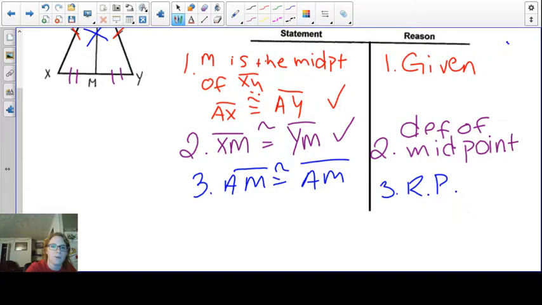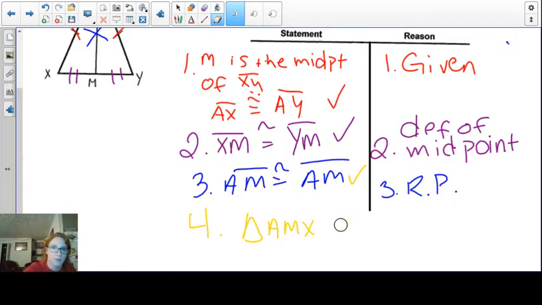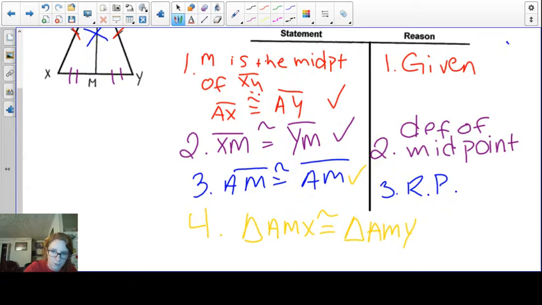And then number 4, did I show everything? Do I have all 3 sides? Yes, I do. So step 4, triangle AMX is congruent to triangle AMY, side, side, side.